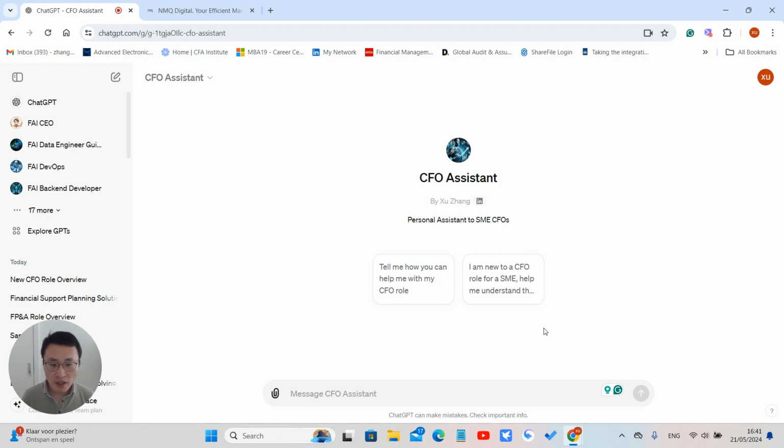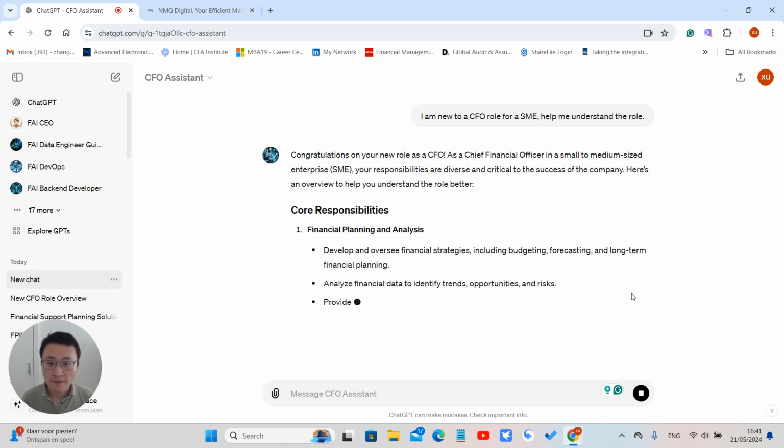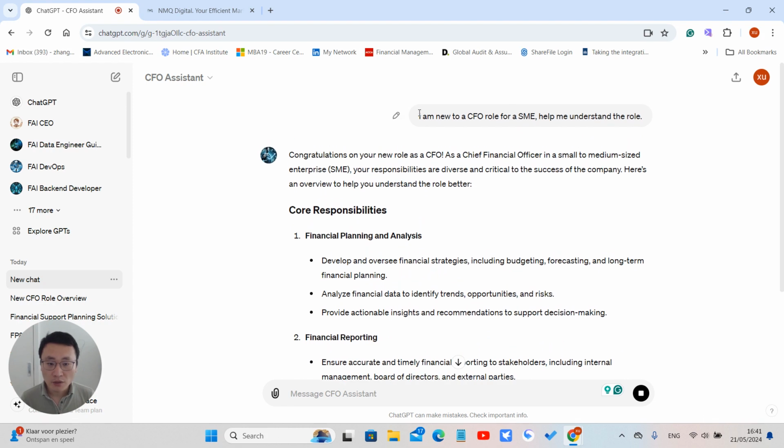Now, let's assume that we are newly promoted as a CFO for a SME. So the first thing in our mind probably is that we want to understand what the role is all about. Here I can just click this button and ask the CFO Assistant everything about the CFO role. So we ask it, I'm new to a CFO role for a SME, help me understand the role.